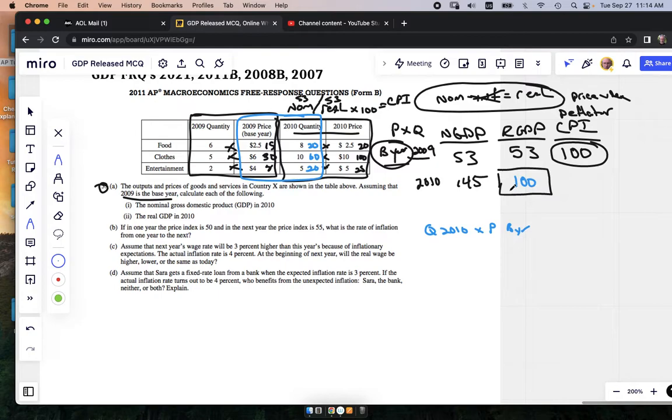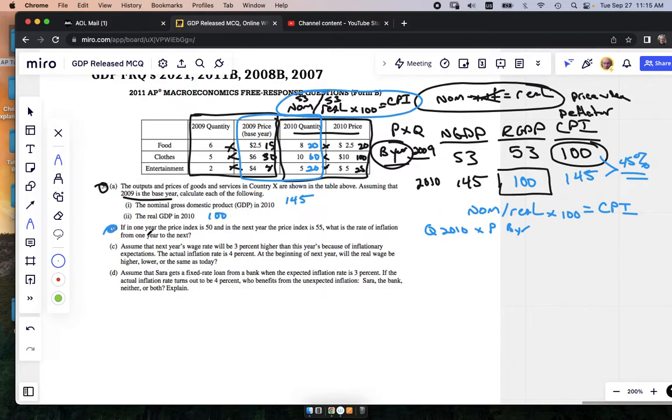Easy enough. Now, to find the CPI, here's our formula up here: nominal divided by real. I'm just going to write it out. Nominal divided by real times 100 equals our CPI. You should be able just to look at that and know it's going to give you 145. So our CPI in 2009 was 100. In 2010, it went to 145. We've had 45% inflation from one year to the next. They don't ask it a lot, but we need to know it. All right, nominal GDP for 2010, 145. We did it. 100 for real GDP.